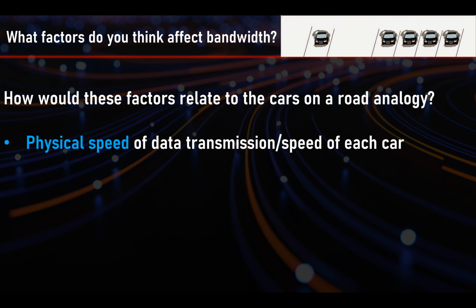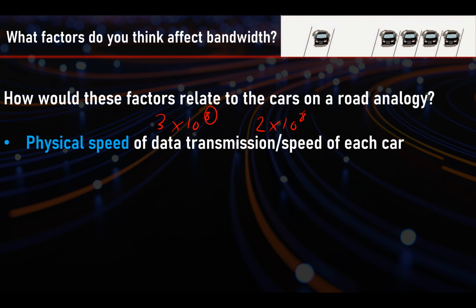So what factors are going to affect the bandwidth? Well, one is the physical speed of the data transmission, for example, the speed of each car. Now, if you think fibre optic, that's using light, and light is 3 times 10 to the power of 8, meters per second, I assume. So that's going to be extremely fast. But even electrical signals, I think, are 2 times 10 to the power of 8.